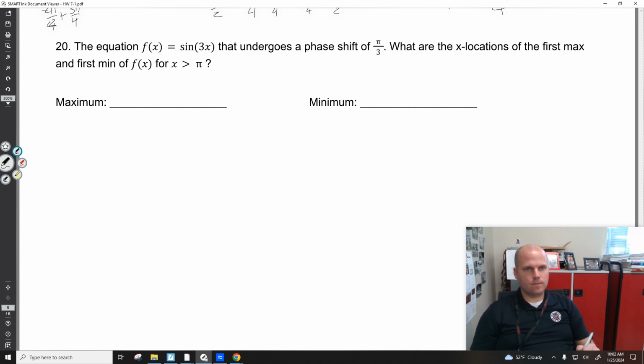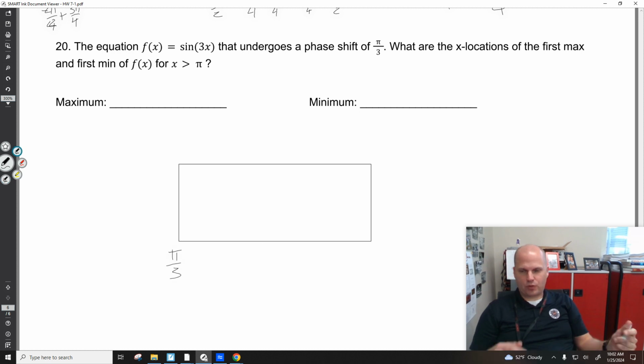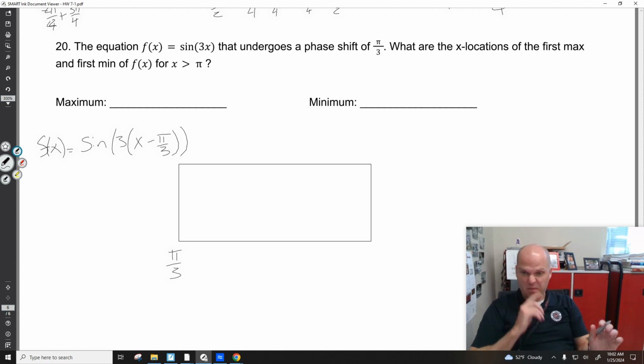All right. I'm going to start at pi over 3 because I phase shift to the right, pi over 3. My equation after shifting will be sine 3 x minus pi over 3. I messed that up on the previous one, but whatever, it didn't matter because we focused on the period and our steps. Okay. Period's normally 2 pi.